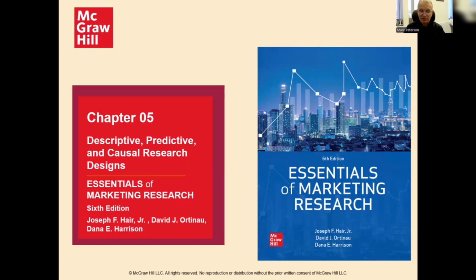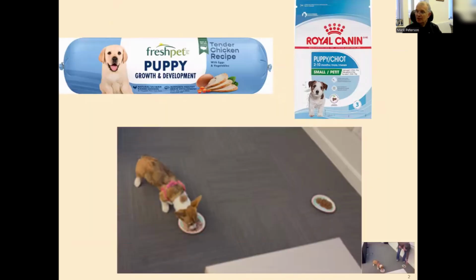Welcome to Chapter 5, Descriptive, Predictive and Causal Research and Design. Today we're going to look at some interesting things that have been happening in research, and one of them was an in-class taste test with a corgi.